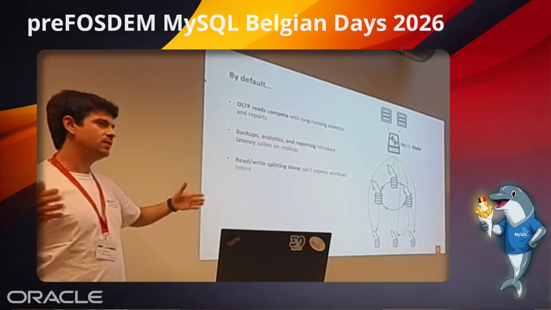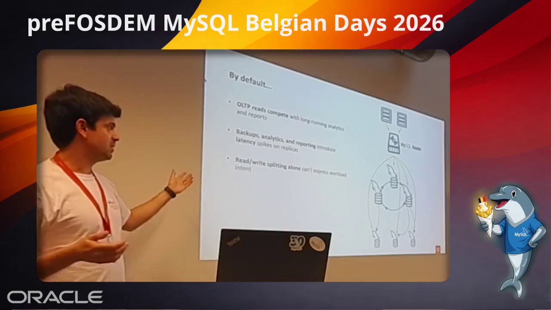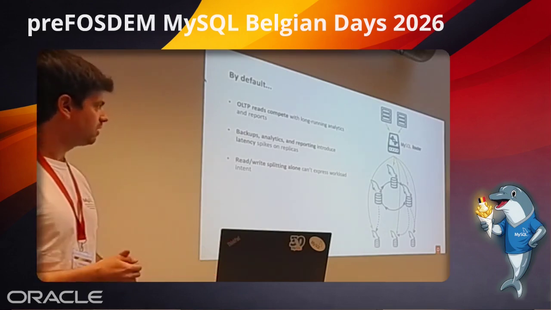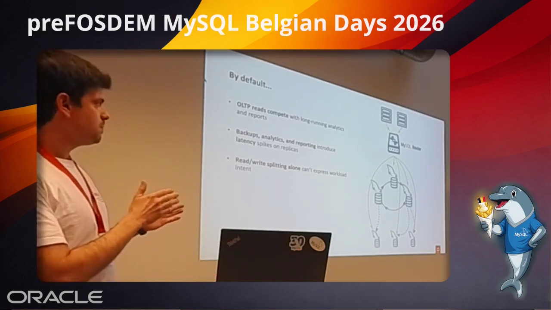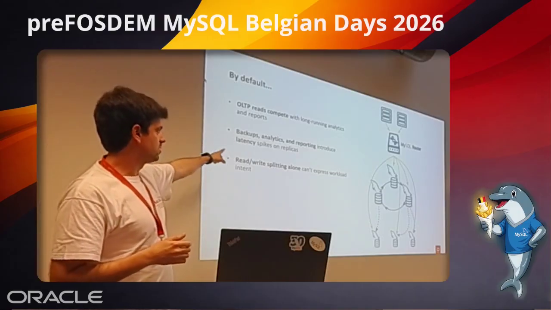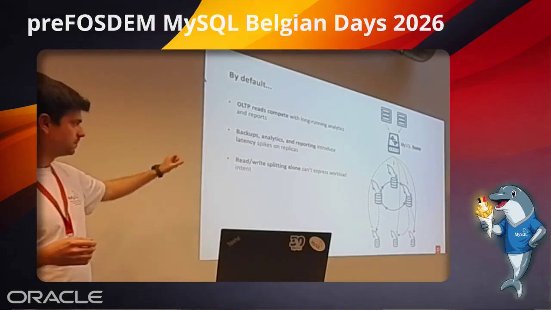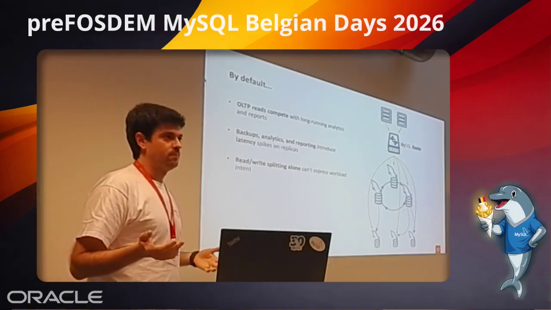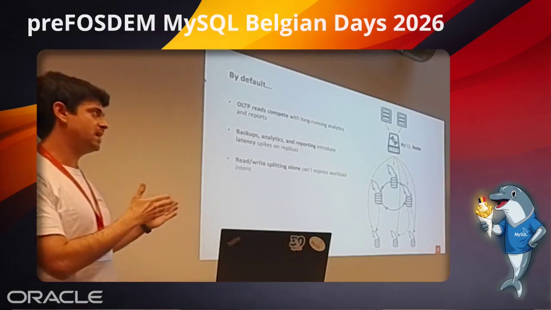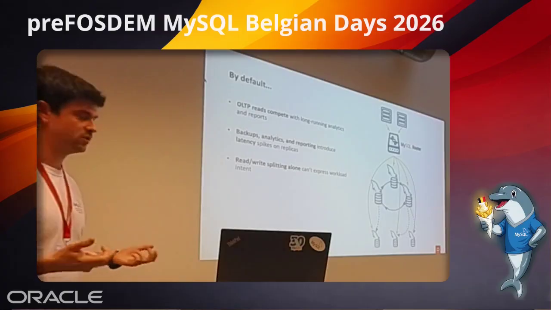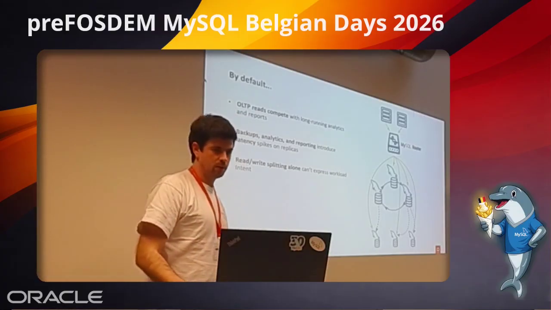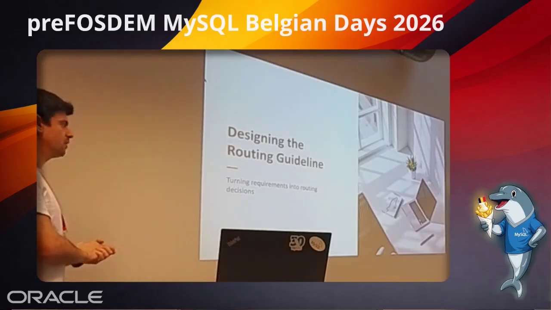But read-only OLTP traffic is the same as backups. It's also read-only. Analytics is also read-only. Reporting, also read-only. So what happens is that OLTP will be competing with those different types of workloads. So this is a problem. You will introduce latency. And this basic read-write splitting alone can't express the workload intent. You cannot differentiate between the different types of read-only traffic.